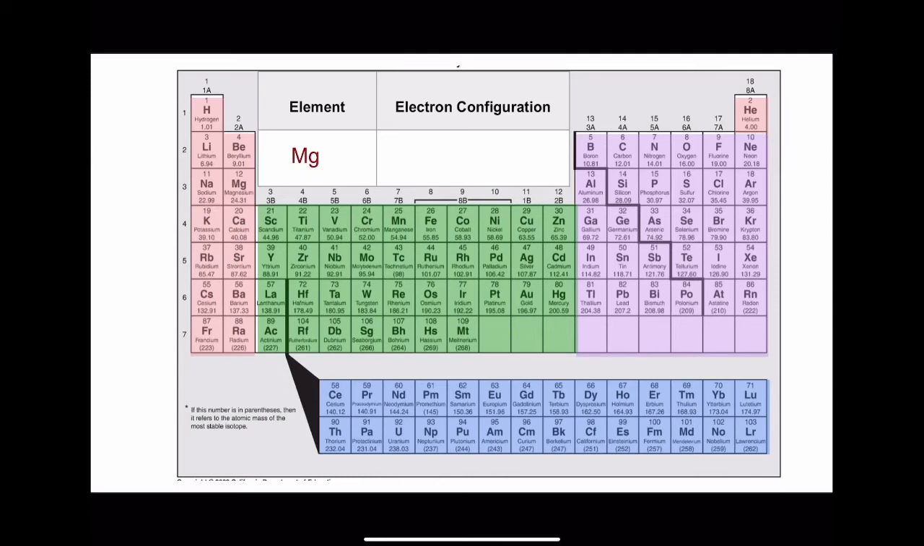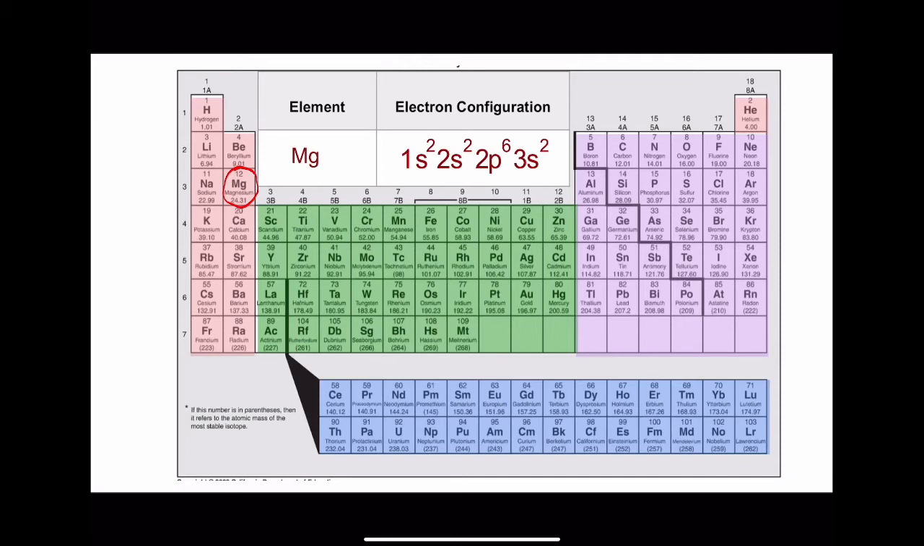Magnesium is next. 1s2, 2s2, 2p6, 3s, and now we are the second element of the S block in the third row, 3s2.